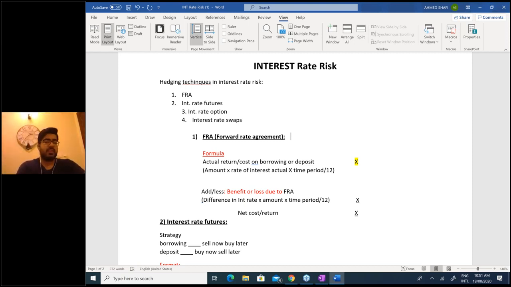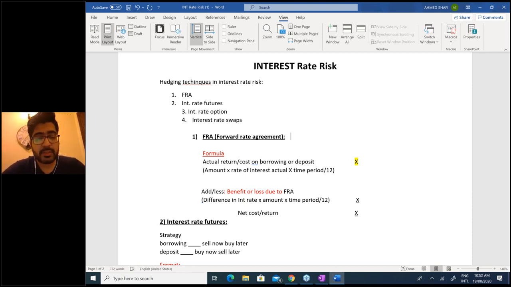So these are the two steps of FRA. You need to first note the return on deposit if it's a deposit case, or cost on borrowing if it's a borrowing case. The formula is mentioned, and then the main thing, benefit or loss due to FRA. Many students make mistakes in that. Take the difference in rates. What is the rate and what you got?